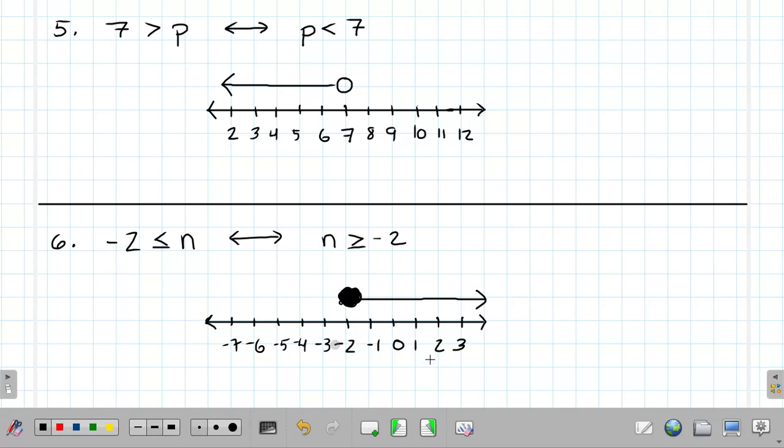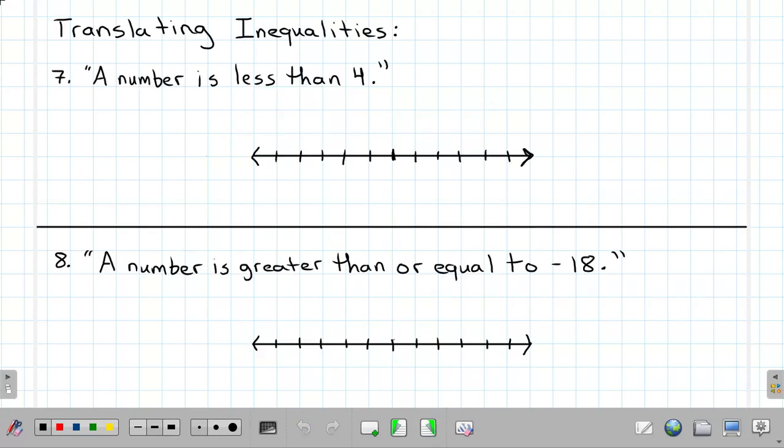So with that being said, that's pretty much it for graphing inequalities, which is something you're going to have to know how to do here in just a few. But now let's go ahead and talk about translating inequalities. Okay. Now, translating inequalities, much like we've done before with translating expressions, is a process of going through and taking something that is written in words and translating it into what we would consider math. So symbols, variables, numbers. Okay.